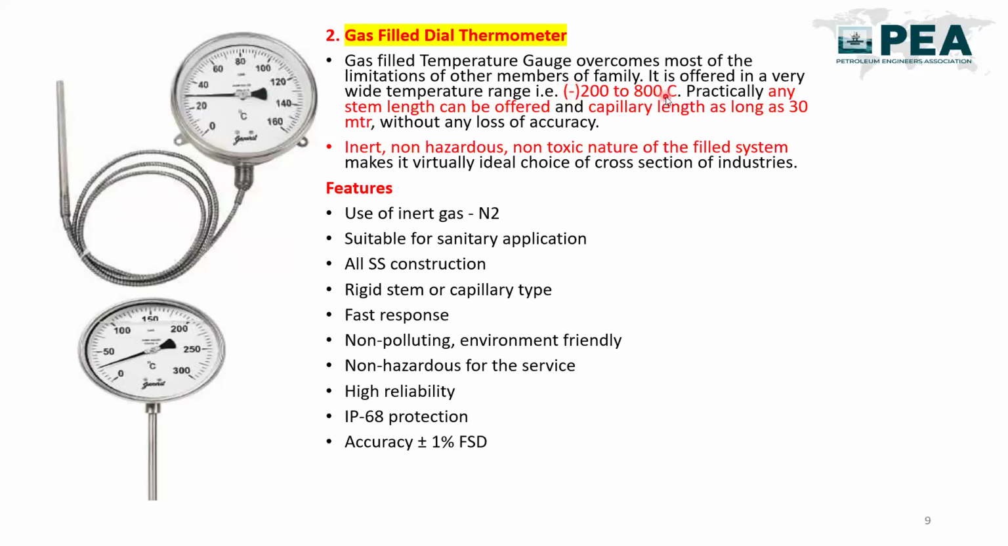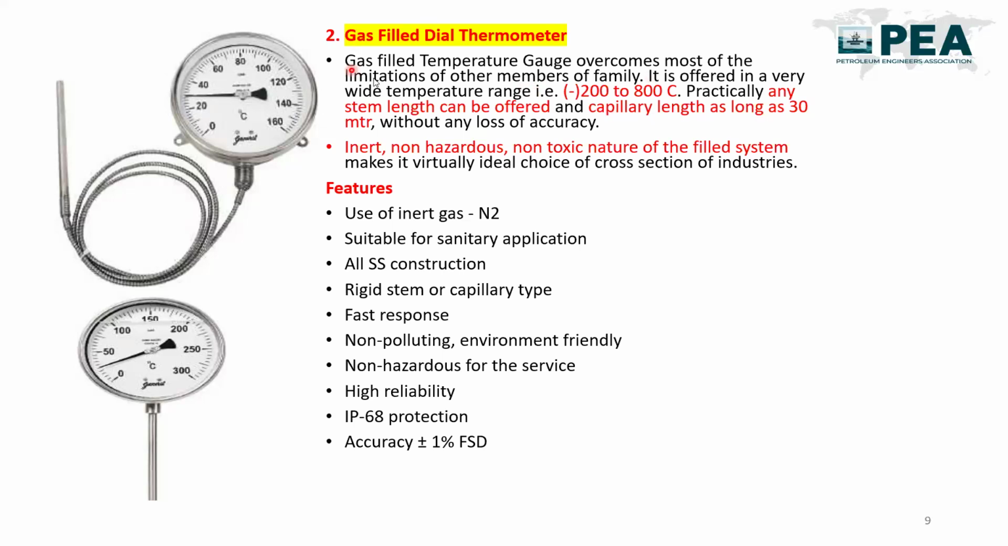Now again a question may come to your mind: what is the cryogenic application? Any process fluid which is below minus 29 degrees Celsius, those process fluids are called cryogenic process fluids. Most of you have heard the word LNG, that is liquefied natural gas. Their temperature is minus 196 degrees Celsius. So that is called a cryogenic process fluid. Okay.